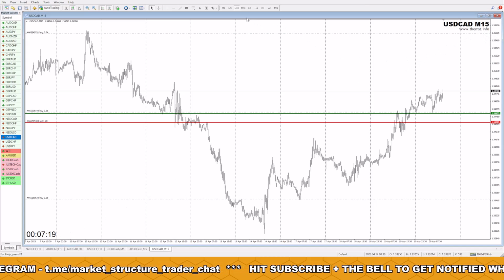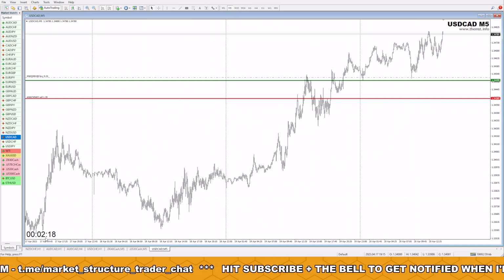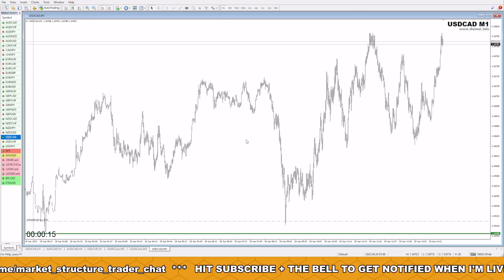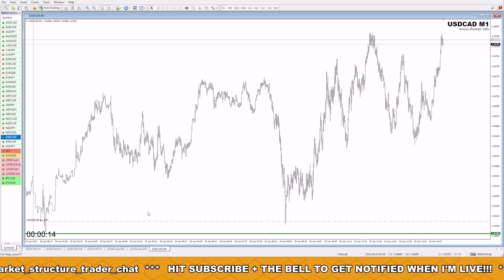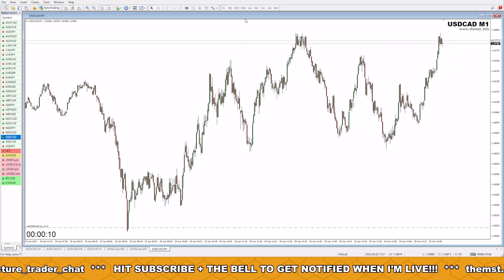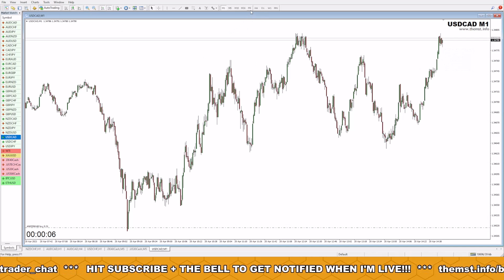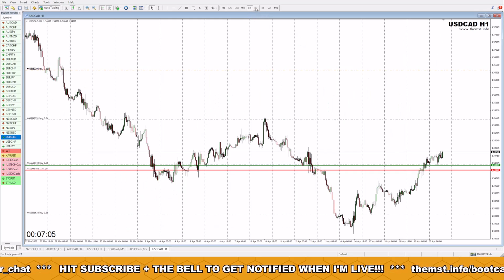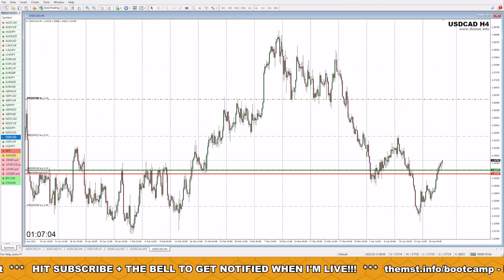This is a 15-minute candle. If we drop down to 5-minute chart, there's 2 minutes left on this candle. Drop down to 1 minute, there's 14 seconds left. So all it's doing is it's counting down how long it is until the candle closes. Particularly useful if you're doing analysis on either the 1 hour or the 4 hour time frame.